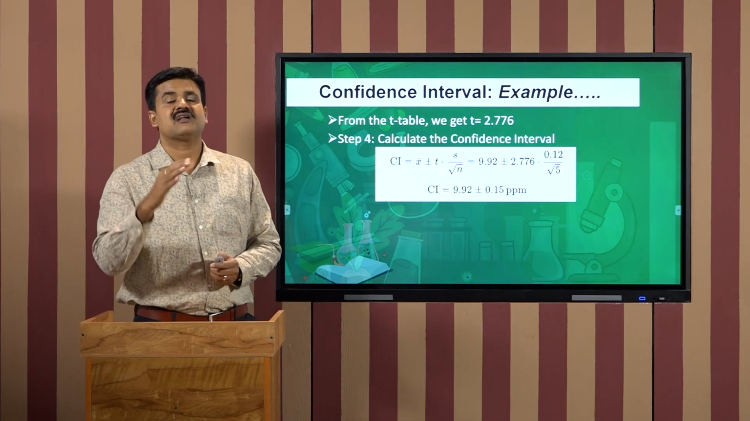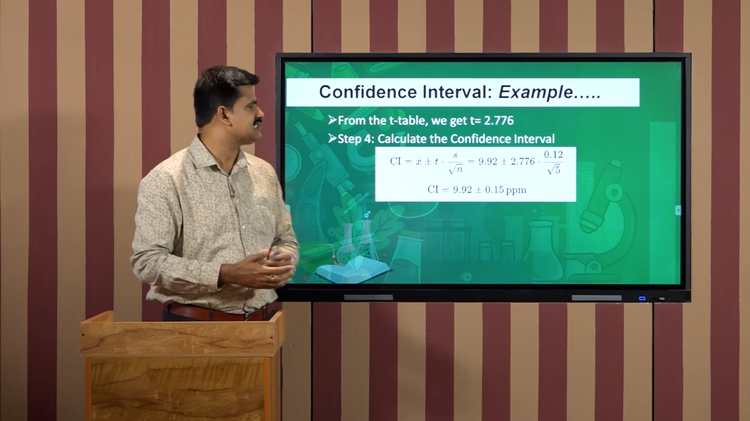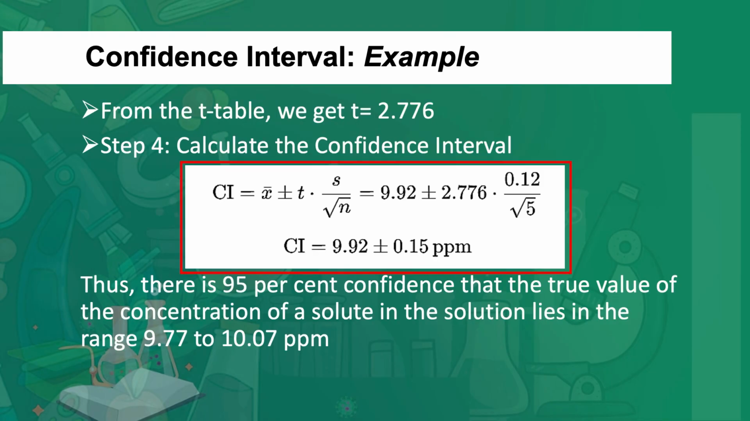Step 4, calculate the confidence interval as CI is equal to x bar, that is average, plus or minus t into s divided by root 10. In the present problem, x bar is equal to 9.92 plus or minus 2.776 into 0.12, the standard deviation, divided by root n, root 10, and you will get the confidence interval as 9.92 plus or minus 0.15 ppm.